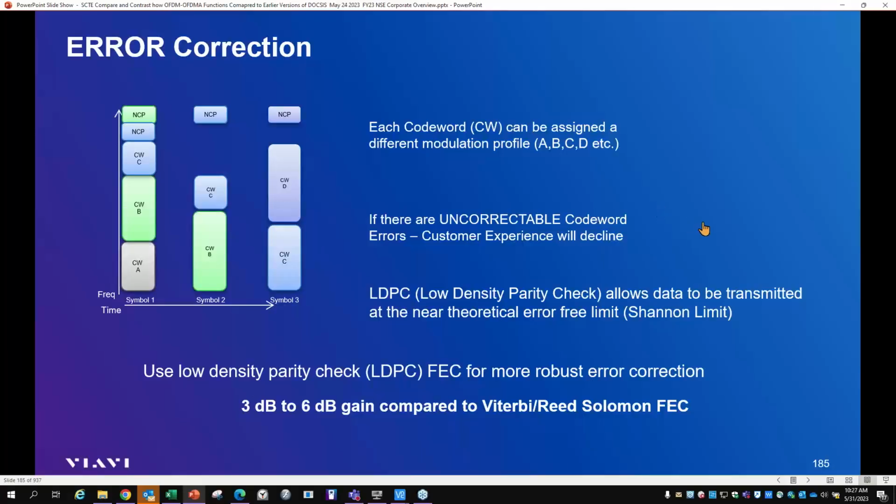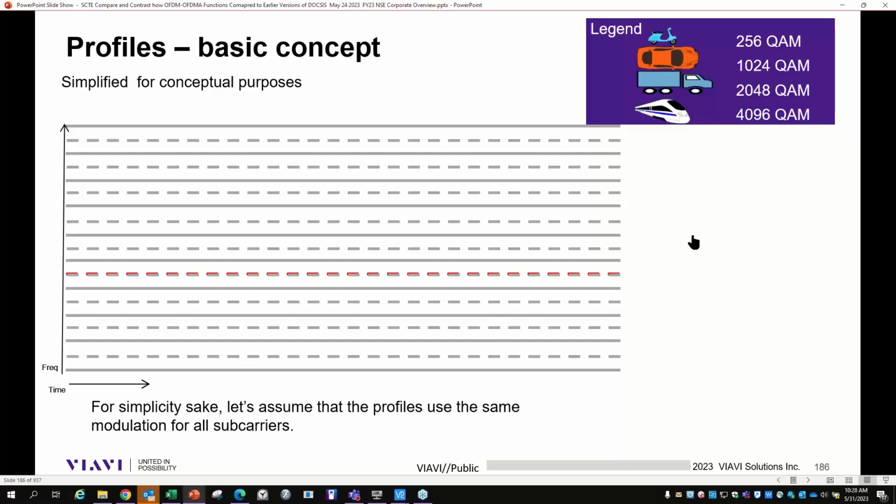Juan, I know for this error correction, I didn't have anything to say other than low density parity check is just a game changer. Yeah, absolutely. The technology is. I think Woody might be busy, so let me move forward with profiles, right?